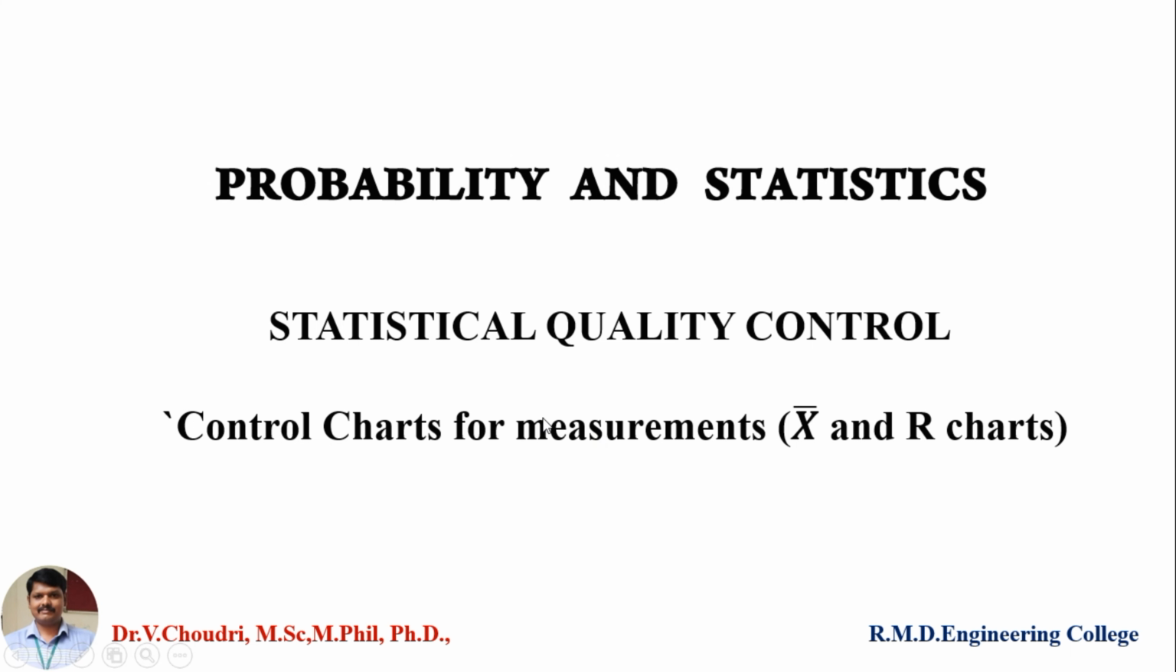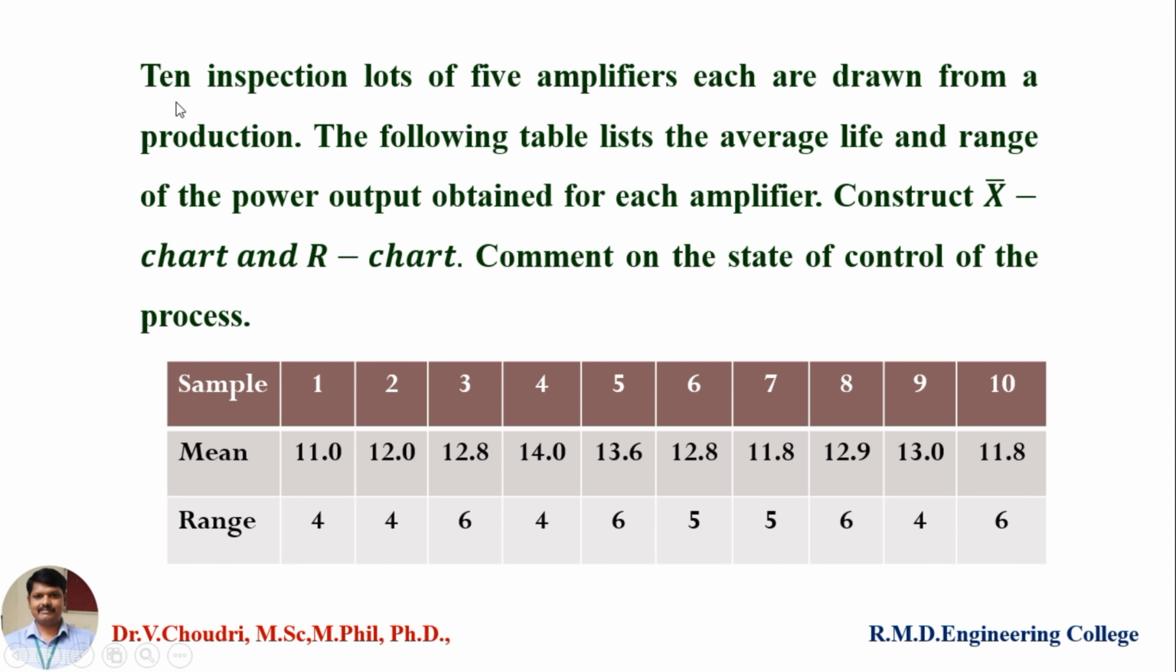Okay. Let us see one example. 10 inspection lots of 5 amplifiers each are drawn from a production. The following table lists the average life and range of the power output obtained for each amplifier. Construct X bar chart and R chart. Comment on the state of control of the process.